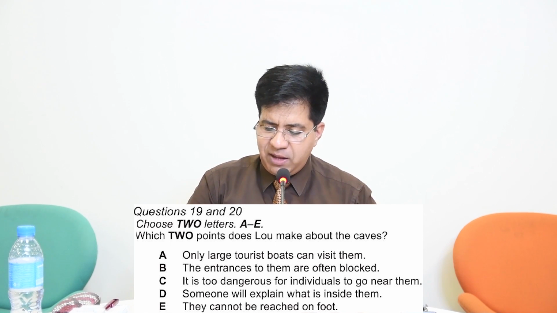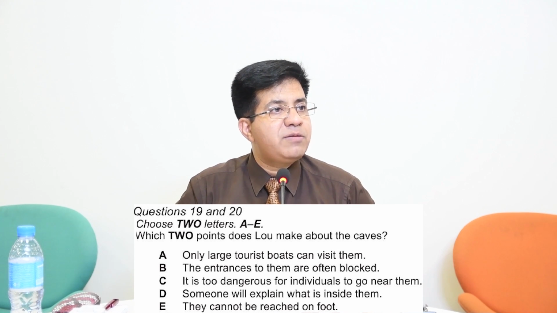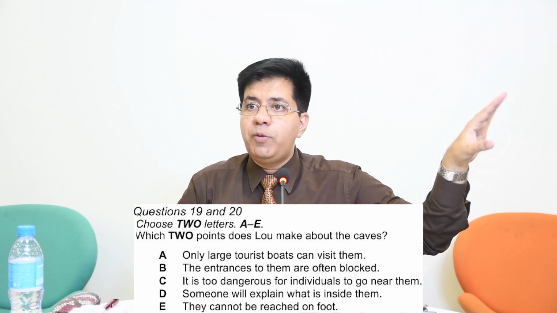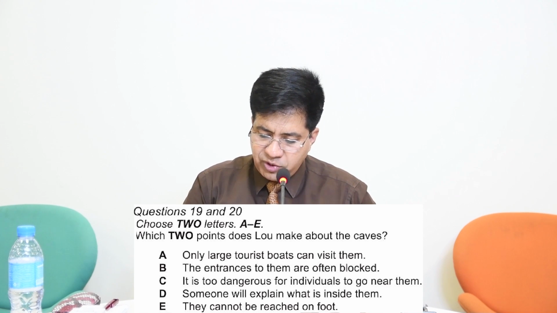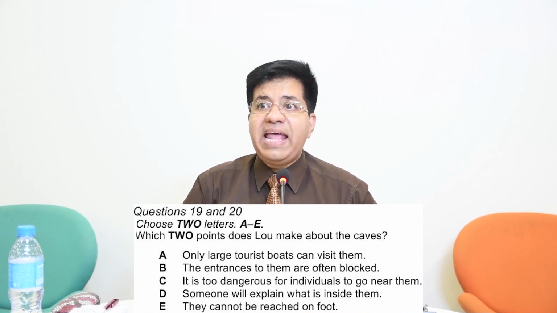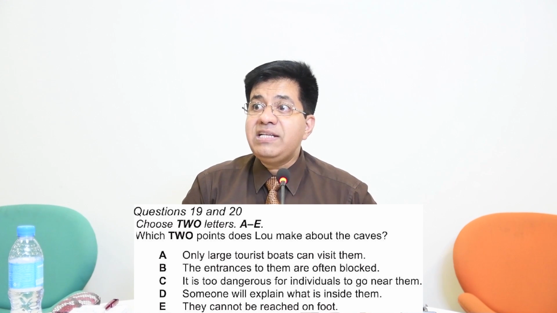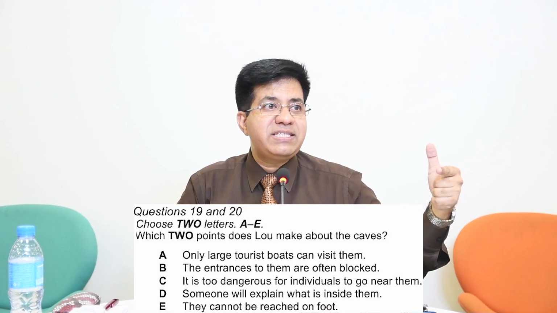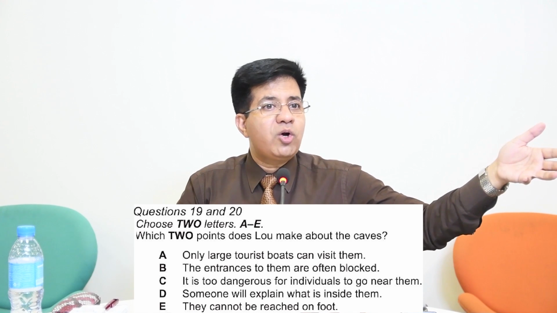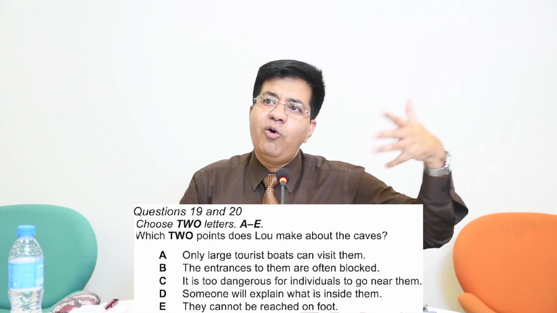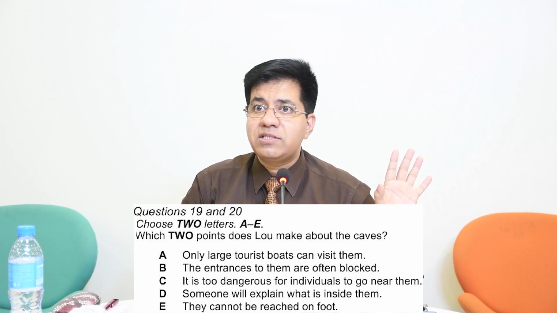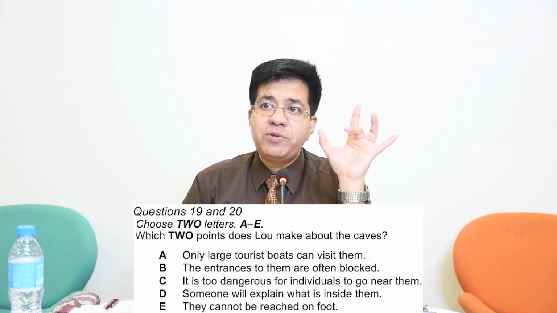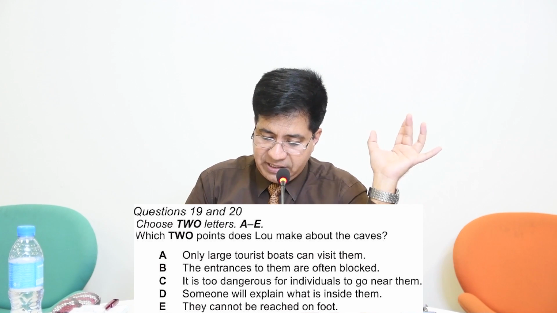So if they say entrance to them are often blocked, it is the right answer. But if they say entrance is always open, there is no problem, then this is not the right answer. C, it is too dangerous for individuals to go near them. Near them means near the caves. And if he says you can go near them on your own, it is quite safe, so this is not the right answer. Just understand how they speak oppositely or negatively.